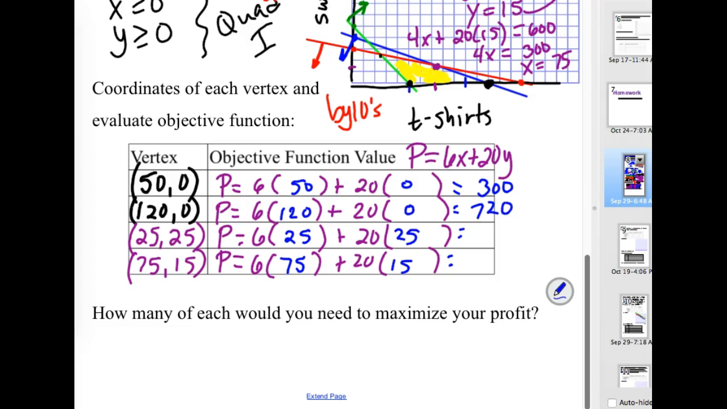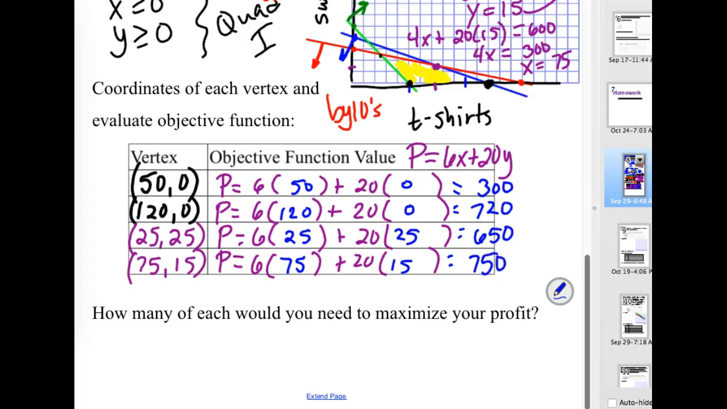All right, check the first two. I'm getting 300 and 720. Agreed? Yes? Okay, what did you get for the 25-25 option? 650. And for the bottom one?